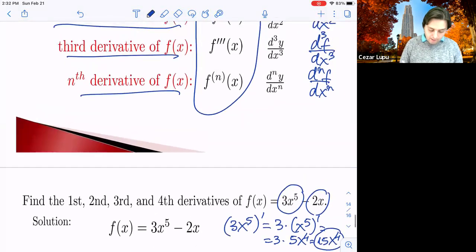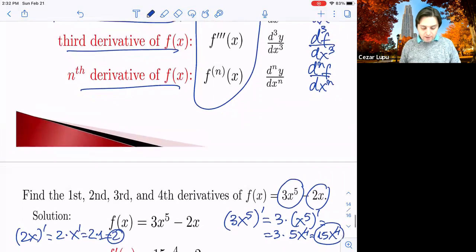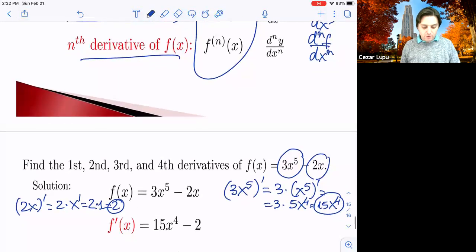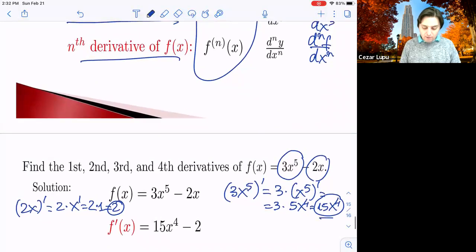And the derivative of 2x prime, again we apply the constant rule: 2 times x prime, which is 2 times 1, which is 2. So this is nothing else. The first derivative is just the difference of the two. It's 15x to the fourth that you see here minus 2 that you see here. So that's the first derivative.